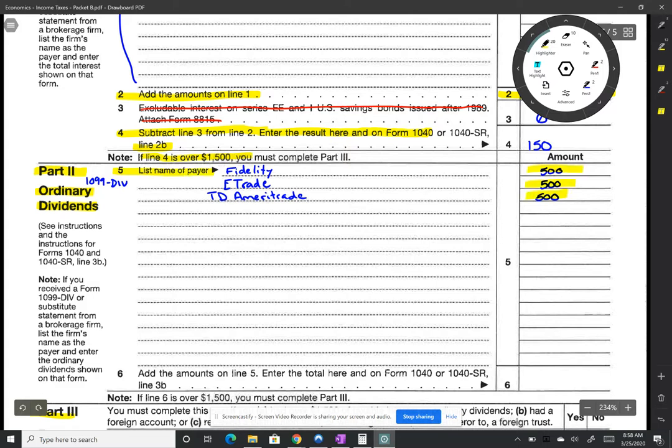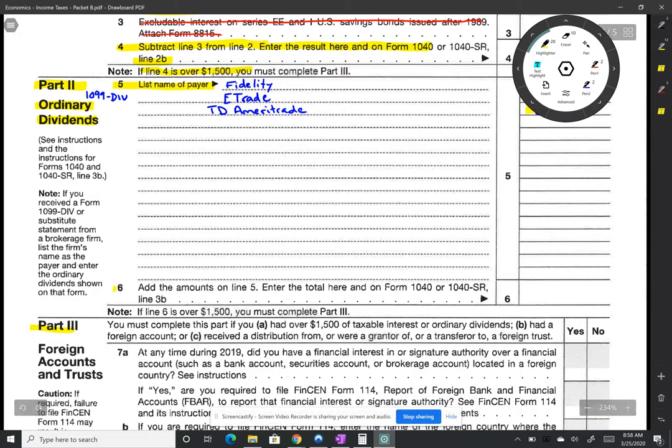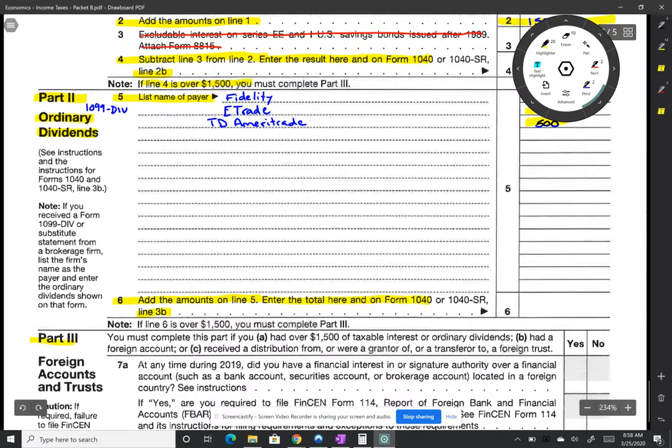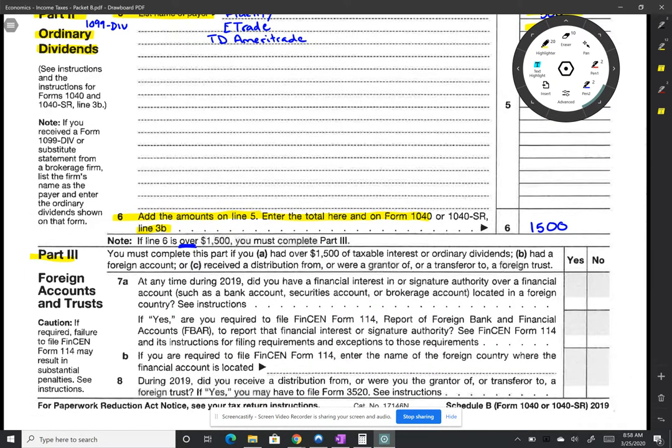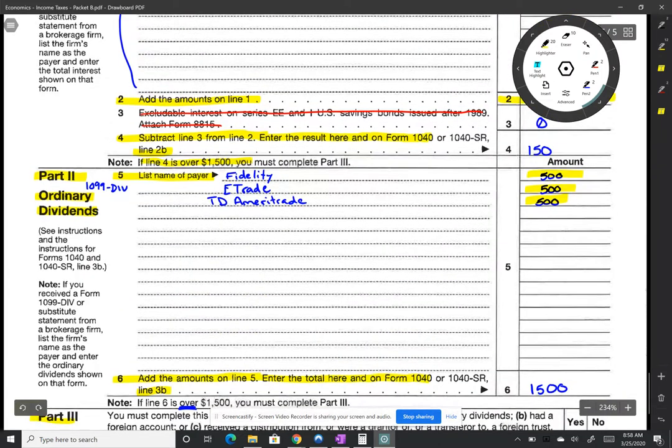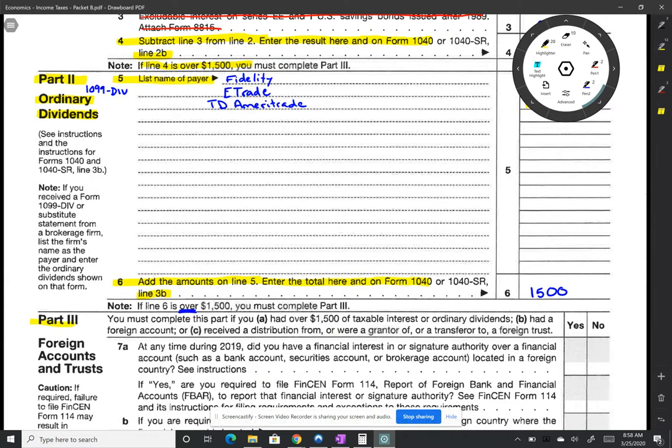And then what do you think you do with line 6? Add the amounts on line 5 and enter the total on Form 1040, line 3B. I did $500 each, so we have a total of $1,500. If line 6 is over 1500, you must complete part 3. Well, we don't have to complete it because it's not over, so you don't have to worry about that. So we have 150 going to line 2B and 1500 going to line 3B.